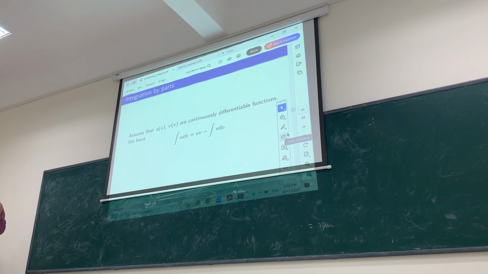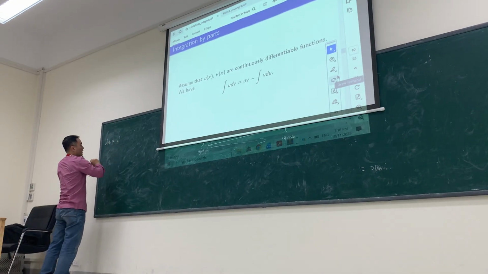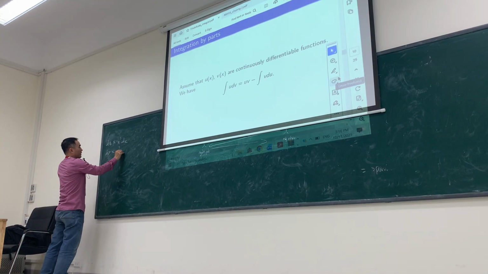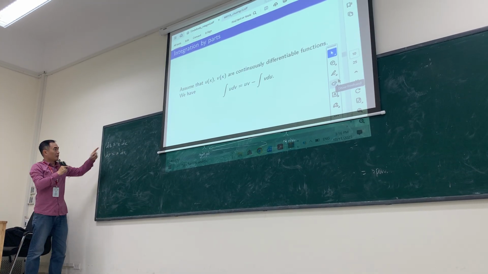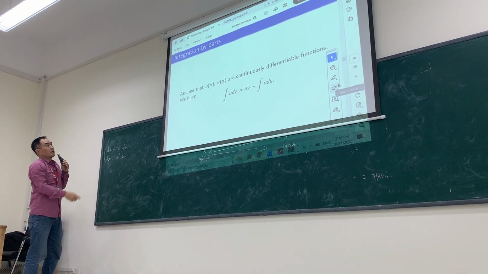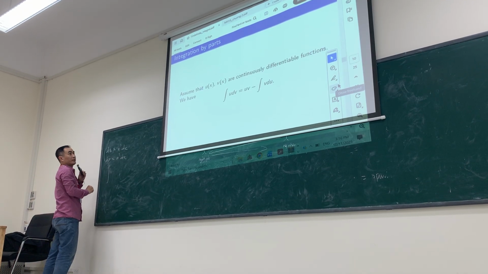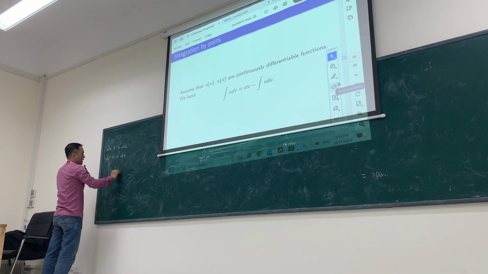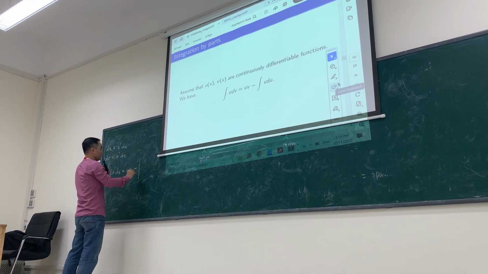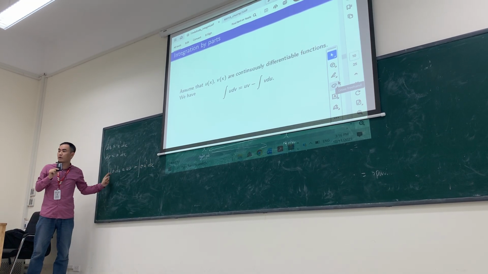For simplicity, you know that du is u prime dx and dv is v prime dx. We can replace du and dv by dx. We can derive the integration by parts formula: the integral of u v prime dx is equal to uv minus the integral of v u prime dx. I think you know the formula here.